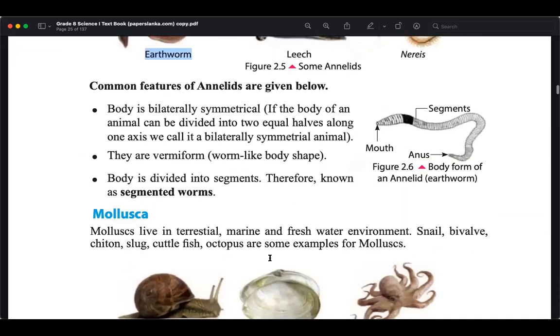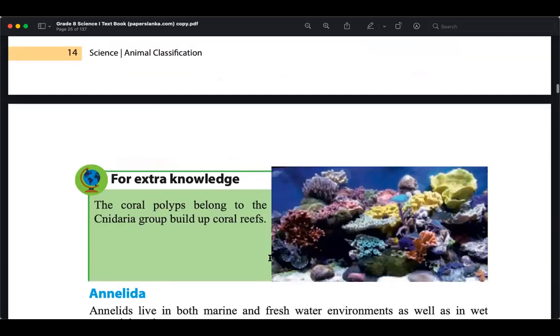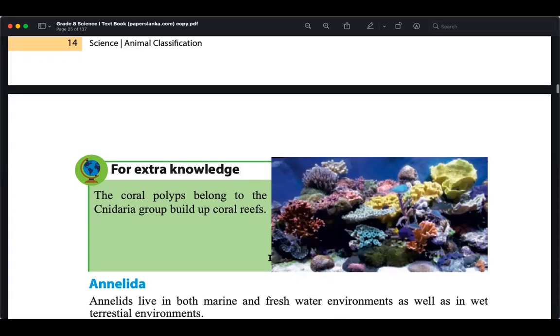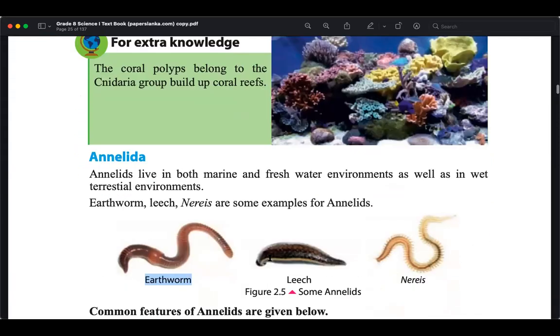Then the Mollusca. What are the first 2 categories we learned? Yes, you can remember these. Sometimes these words are new to you. That's why I want you to write them down. Cnidaria and Annelida. Cnidaria, anyway, the C is silent. And the second category is Annelida.